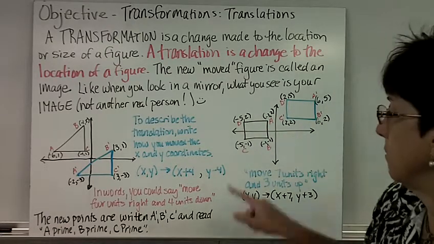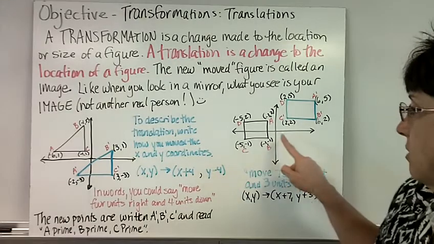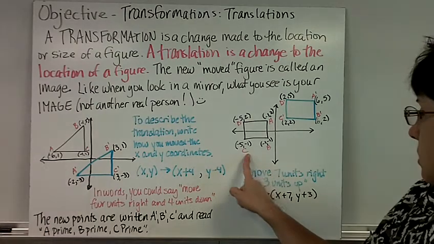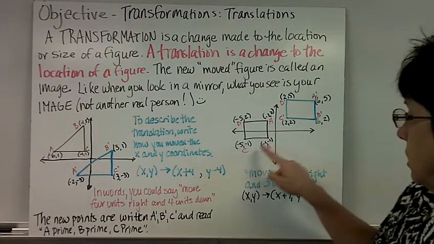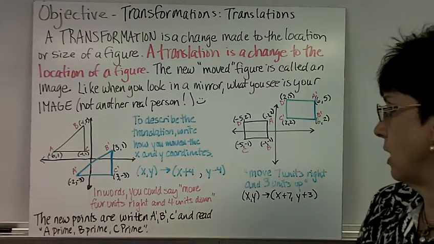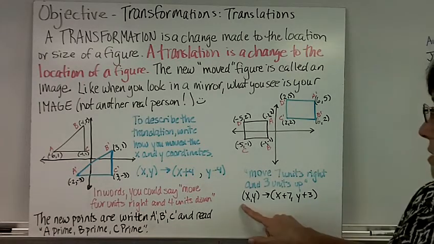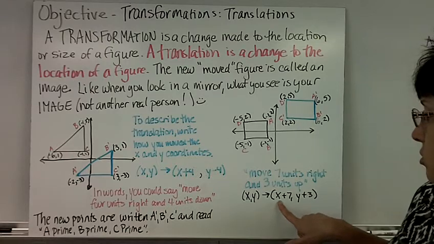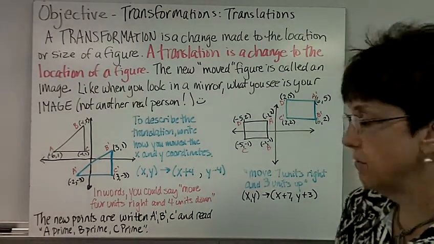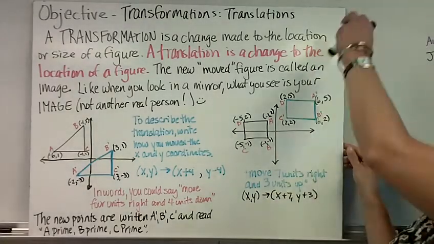Want to check it with another one? -5 plus 7 should be 2, and -1 plus, how many did I say? 3? -1 plus 3, 2. So these are the words: move 7 units right and 3 units up, and this is the math. Take your X and Y, add 7 to your X and 3 to your Y. Subtracting is going down or to the left, adding is going up or to the right.